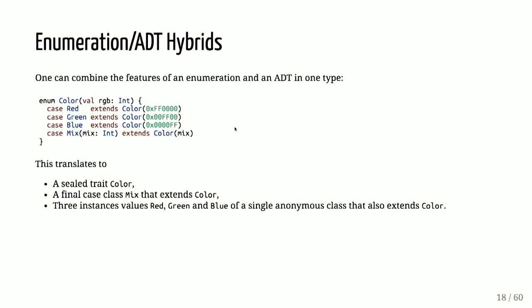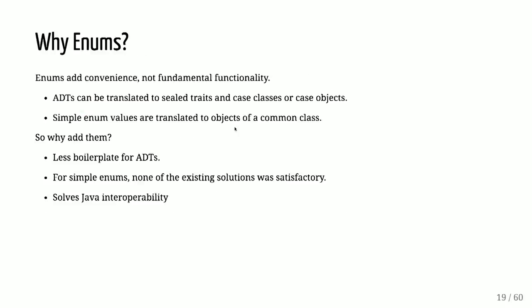So one thing that we have with these enums is if you have a lot of simple values, which are not parameterized, then you don't create a new class for each of them. They all share basically the same implementation, and that means you can have large enumerations without generating a lot of code. Good. So why add enums? Well, the main reason really is convenience. As I showed in the example, they don't really add essential functionality.